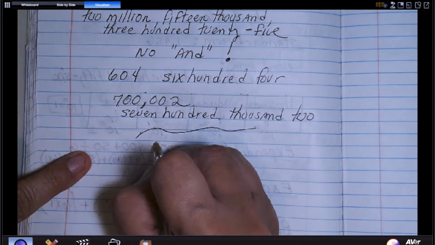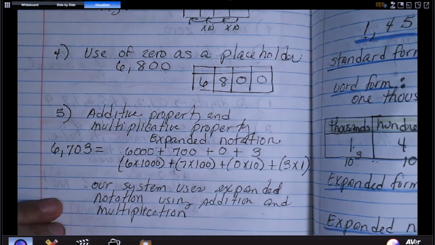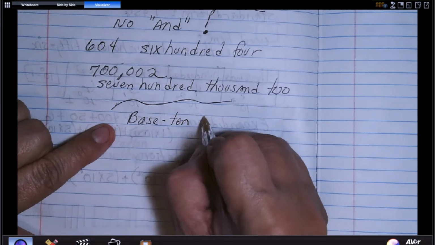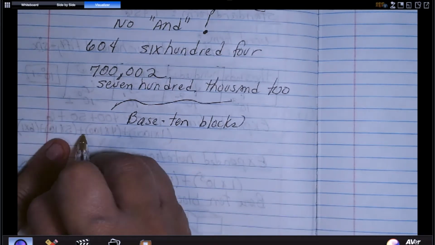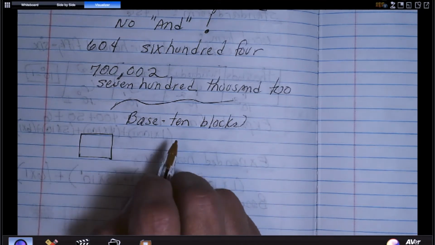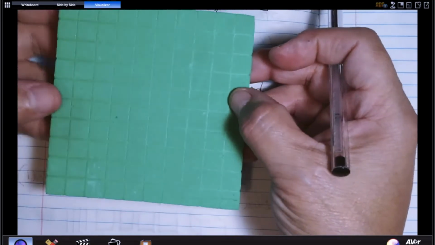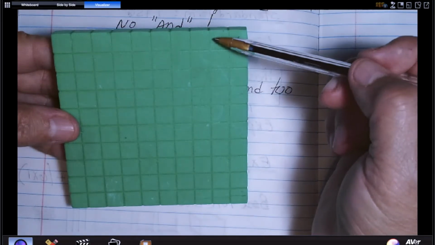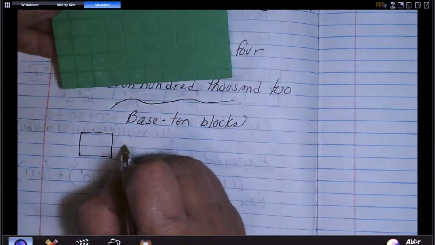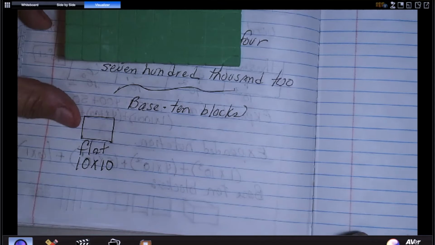Okay, so let's look at our base 10 blocks. Did we write that down earlier? No, we drew some base 10 blocks, but we didn't actually write down the terms. So base 10 blocks. We have a flat. Now this flat is a 10 by 10. It has 100 little squares. So this is a flat, and it is 10 by 10 or 100 little squares.